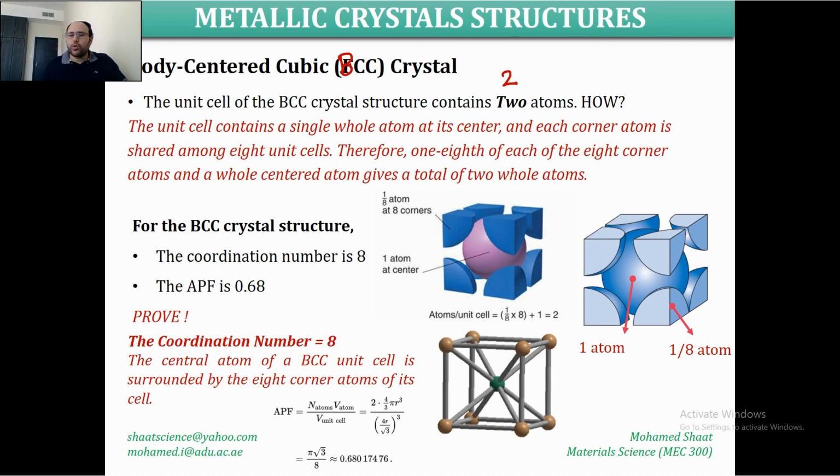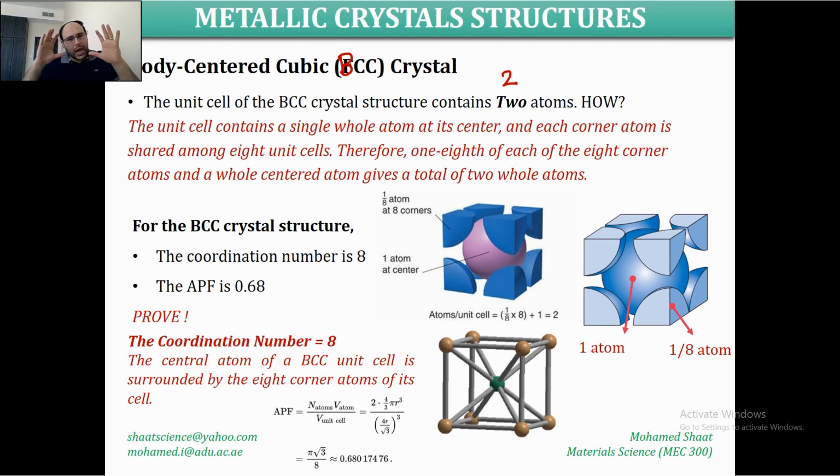There in the FCC, we had one atom at every corner, and this atom was shared between 8 unit cells. It means that every unit cell will take 1/8 of that atom. In addition, we had in the FCC one atom located at the center of every face, and this atom was shared between 2 unit cells. It means that every unit cell is going to take half. This gives us the 4, but here we have only 2.